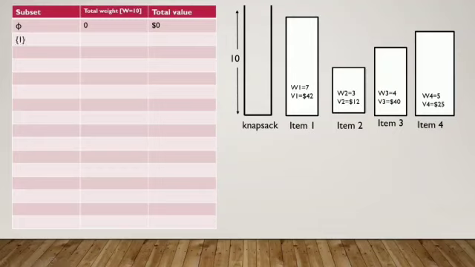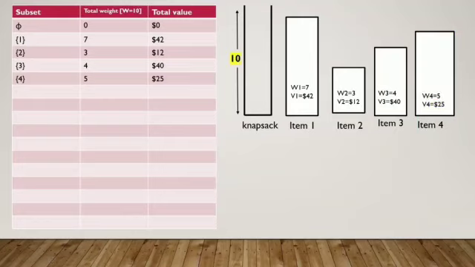But if we proceed to combination 1, that is item 1, the weight given in our question is 7, so the total weight will be 7 and the value given in our problem is $42, so the total value is 42. Proceeding this way, for combination 2, that is item 2, the weight will be 3 and the value will be $12 as mentioned in our problem. Similarly, for combination 3, the weight given is 4 and the value is $14. And for combination 4, the weight given is 5 and the value is $25.